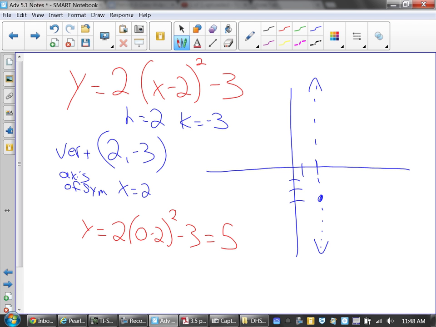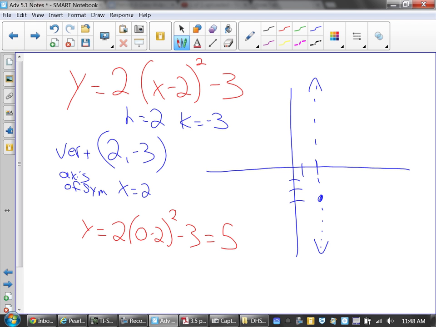Remember when you first learned how to graph lines? You made tables? You picked a couple of numbers that are easy to work with? It's the same idea. I'm substituting in 0 for x to figure out what y is.